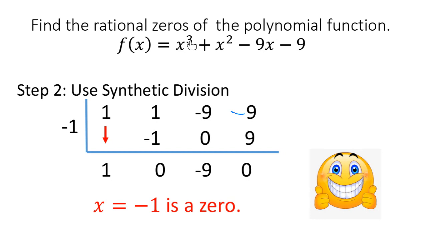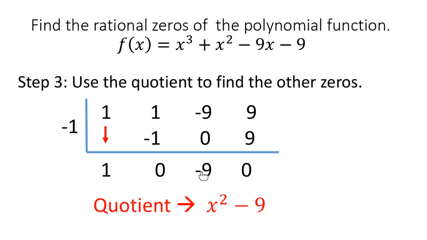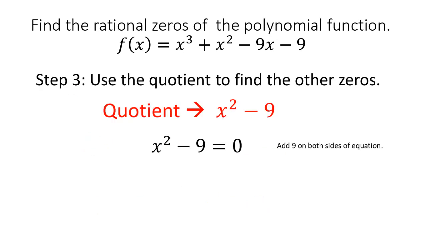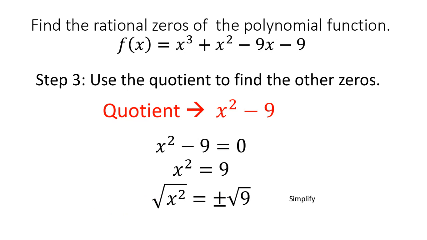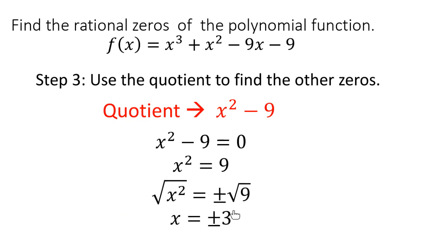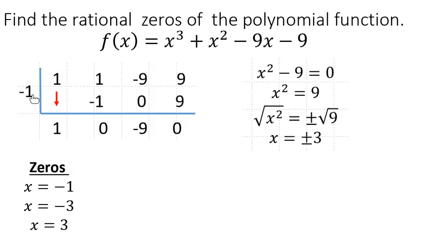Now, since this has degree 3, we're missing 2 zeros. How are we going to find them? We're going to use the quotient. My quotient is x squared minus 9. So I can set my quotient equal to 0. I add 9 on both sides and take the square root, and the square root of 9 is plus or minus 3. So my zeros are the negative 1 that I got from the synthetic division, and then the plus 3 and the negative 3.